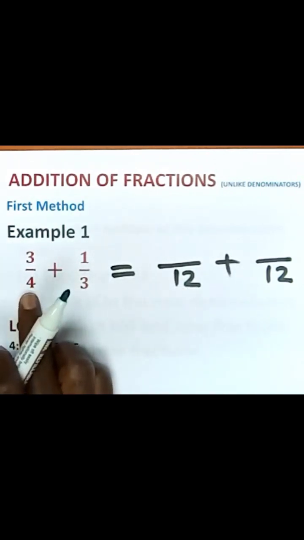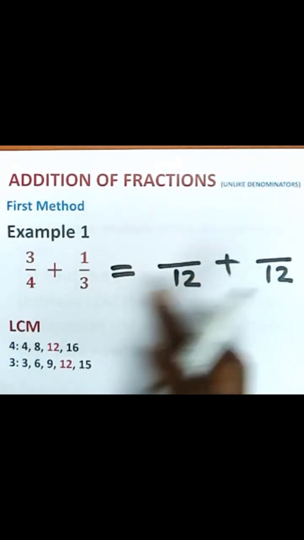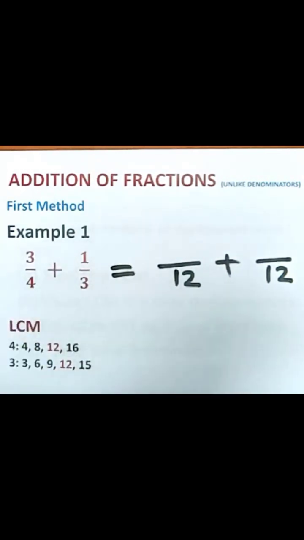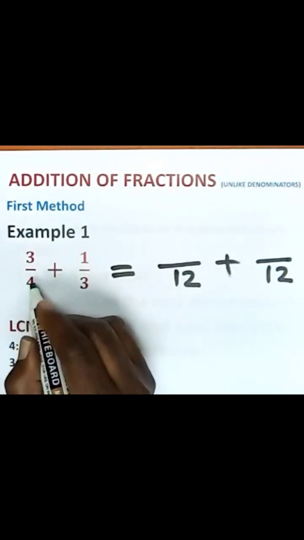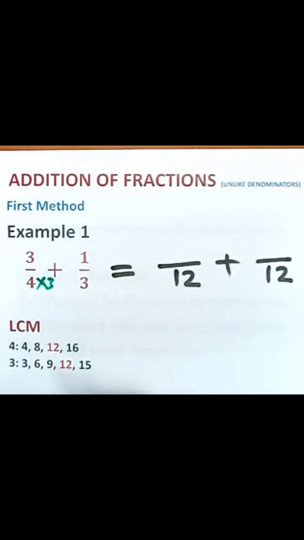What can we do to 4 to make it 12? Yeah, you can divide 12 by 4 and then you get 3. But look at a much simpler way. Here you have the multiples of 4. And the multiples of 4 are 4, 8, 12, and 16. So how did we get 12 here? We say 4 times 1 is 4, 4 times 2, 8, 4 times 3, 12. So we multiplied 4 by 3 to make it 12. Did you get that? Yes.